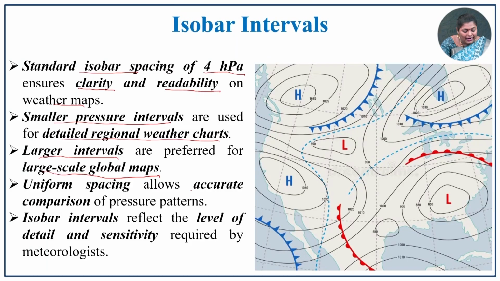So, based on the region, based on the area, the isobar interval differs. The uniform spacing allows accurate comparison of pressure patterns. If it is going to be uniform, there will be accurate patterns. The isobar interval reflects the level of detail and sensitivity required for meteorologists.